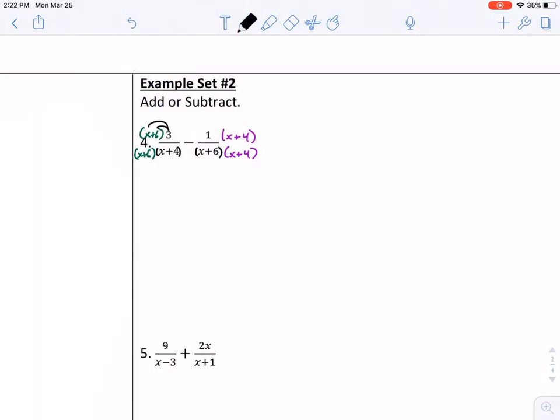Distribute the 3, and you get 3x plus 18 over x plus 6, x plus 4. Don't worry about multiplying the denominator out. Just multiply the numerators. We'll leave the denominators factored. Now you got 1 times x plus 4, giving you x plus 4. And that'll be over x plus 6 times x plus 4.